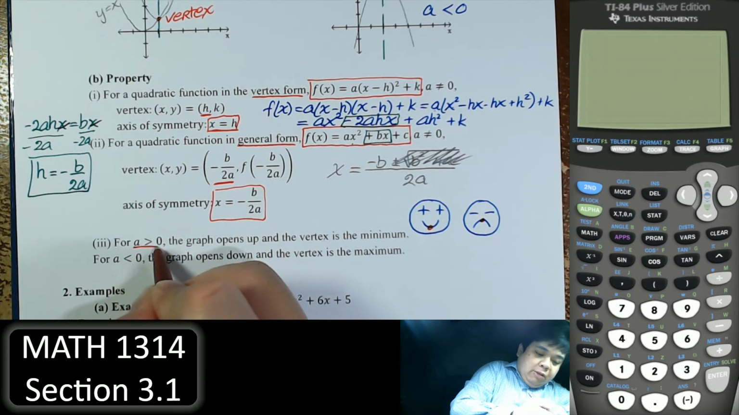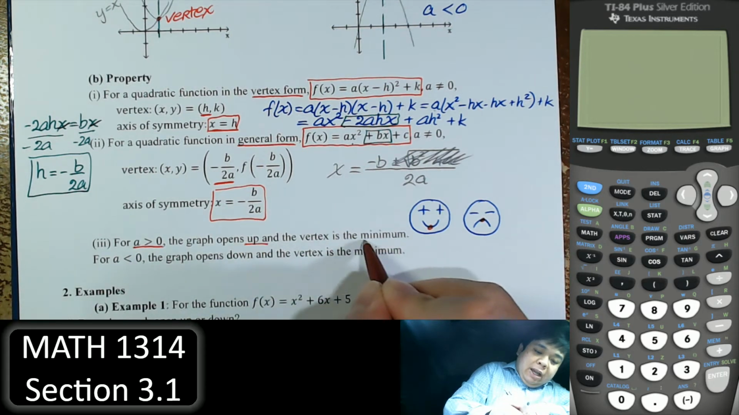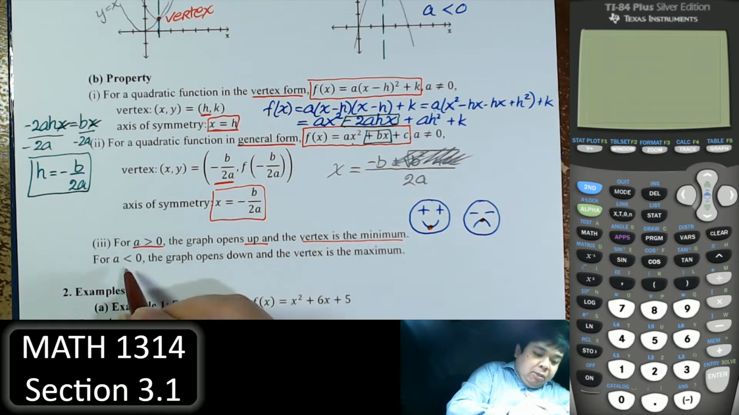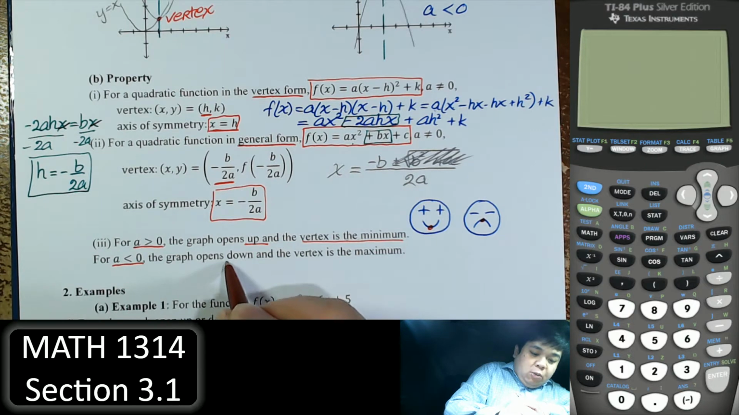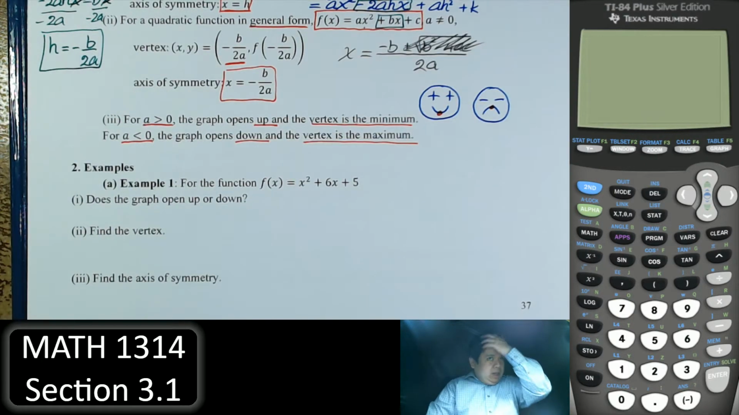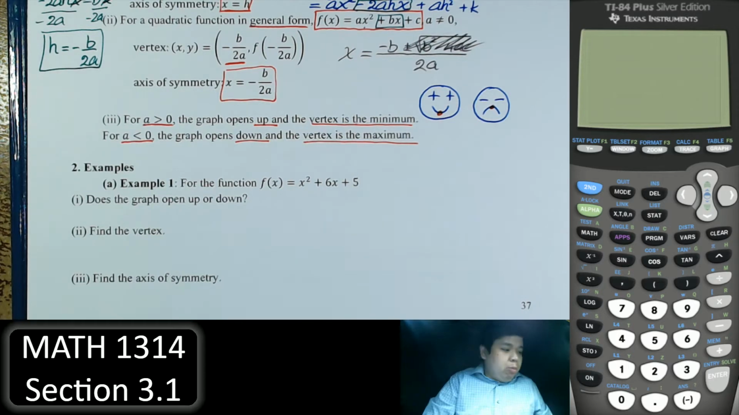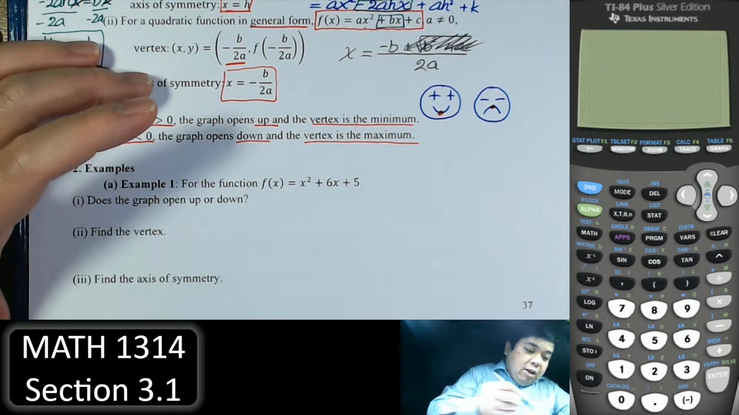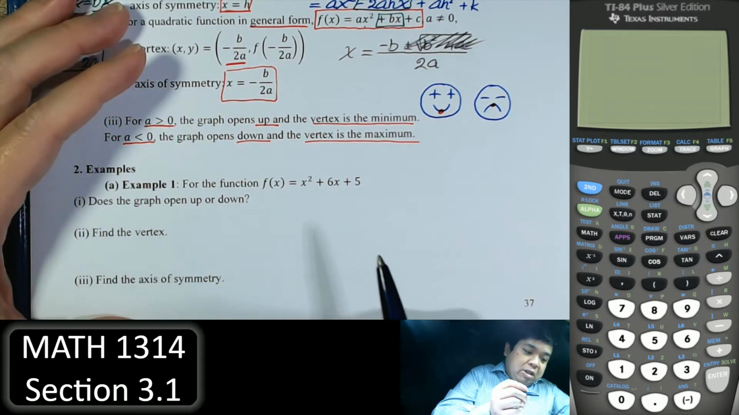So positive is open up, and the vertex is the minimum. When a is negative, it's open down, and the vertex is the maximum. Right. So that's pretty simple and straightforward. Now let's look at some examples.